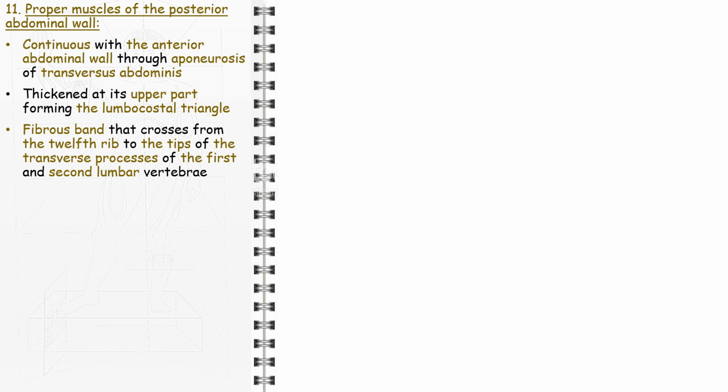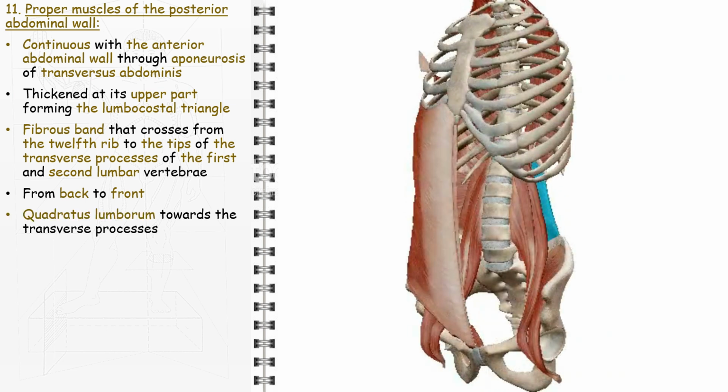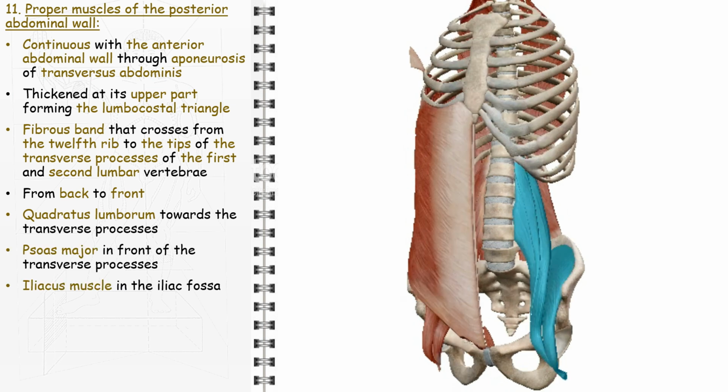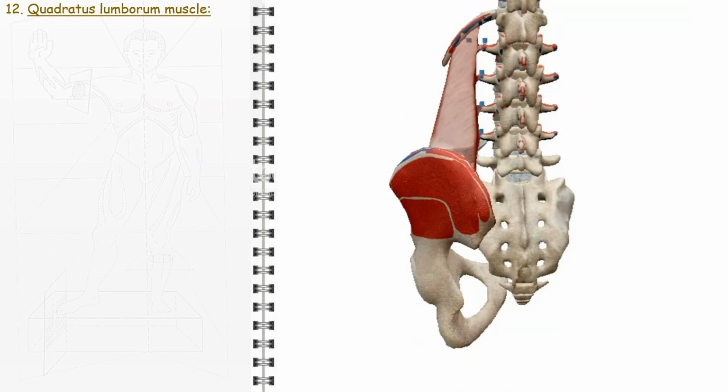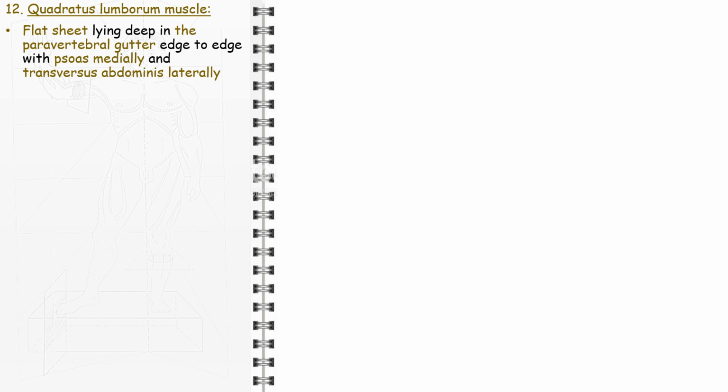Namely, from back to front, the proper muscles of the posterior abdominal wall are quadratus lumborum towards the transverse processes, psoas major in front of the transverse processes, and iliacus muscle in the iliac fossa. The quadratus lumborum is a flat sheet of muscle lying deep in the paravertebral gutter edge to edge with psoas medially and transversus abdominis laterally. It lies in the anterior compartment of the lumbar fascia.